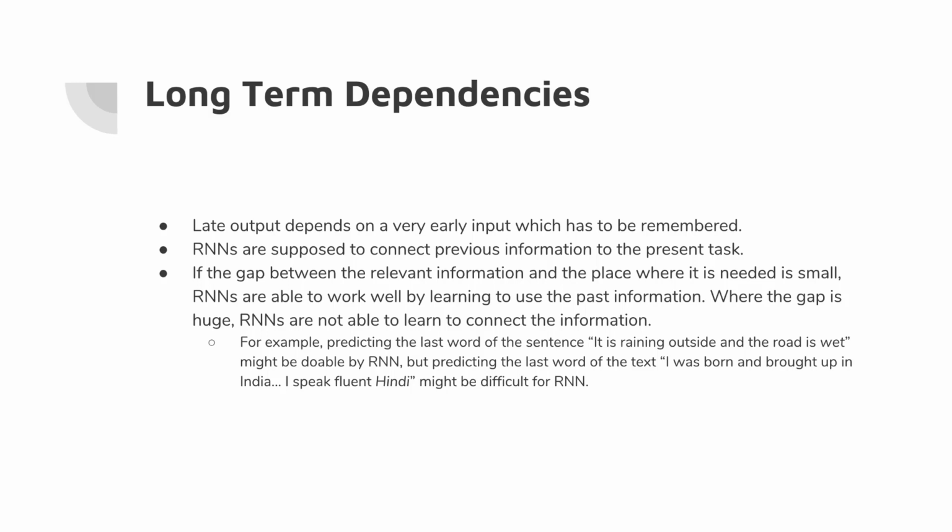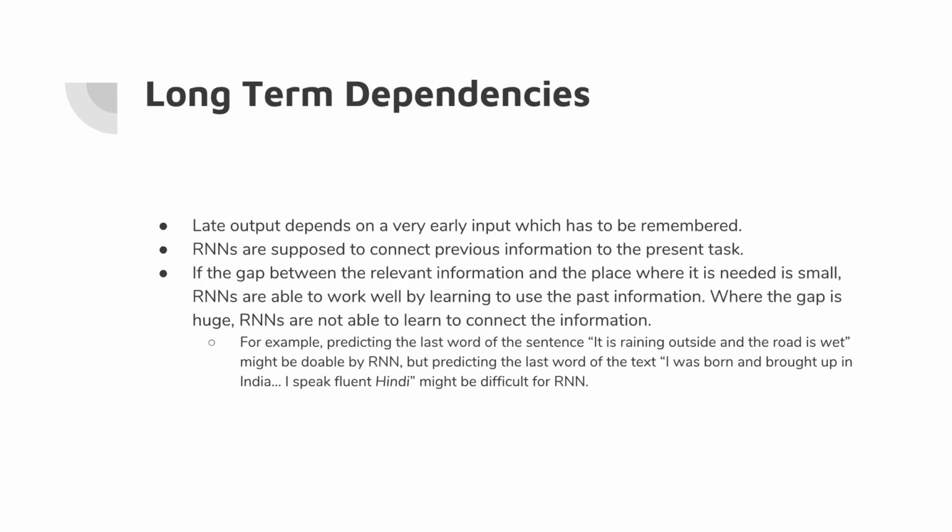RNNs are supposed to connect previous information to the present task. If the gap between the relevant information and the place where it is needed is small, RNNs are able to work well by learning to use the past information. Where the gap is huge, RNNs are not able to learn to connect the information.